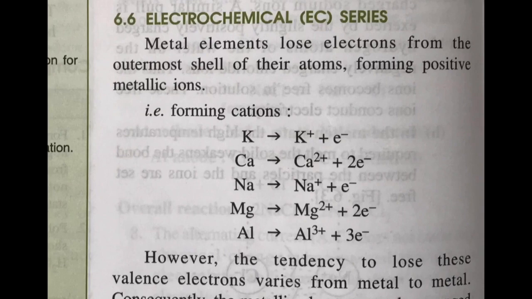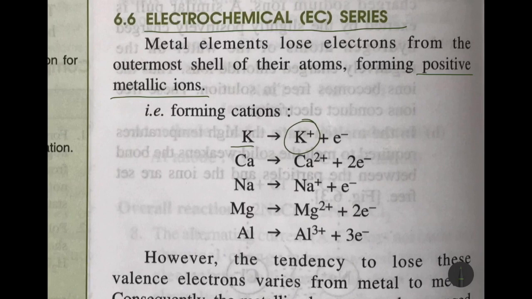Just like we have the activity series of metals, in electrolysis there is an electrochemical series. Metal elements lose electrons from the outermost shells of their atoms, you know that. And when the metals lose electrons from the valence shell, what happens? It forms a positive metallic ion. That is potassium. When it loses one electron, it turns into K plus. Similarly, calcium Ca2 plus, sodium Na plus, magnesium Mg2 plus, aluminium Al3 plus.